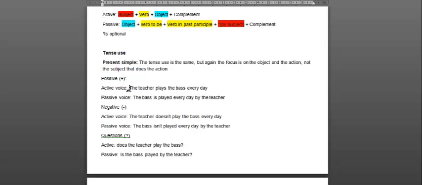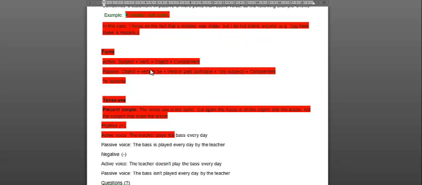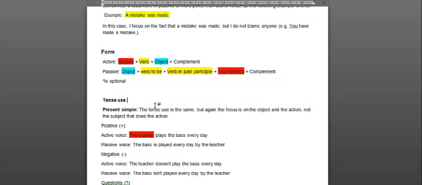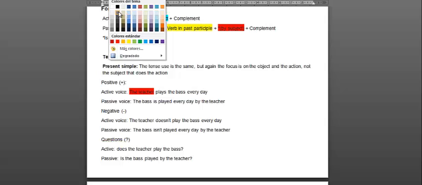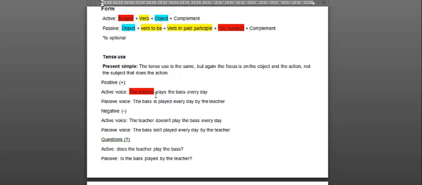The teacher, of course. The teacher plays the bass. Let me turn back. Okay. The teacher plays the bass every day, right? What is the verb? The verb, it's plays, right? So let me change this, plays.